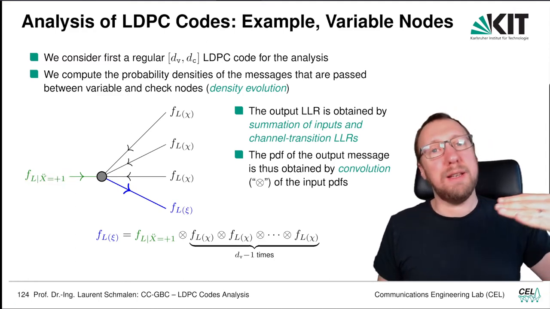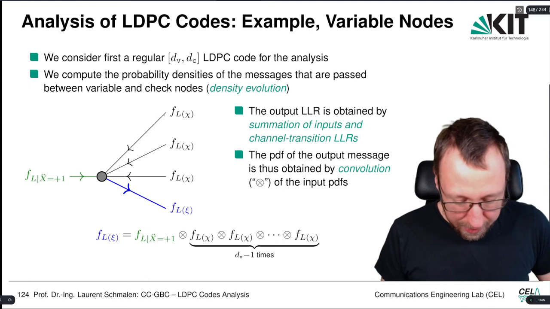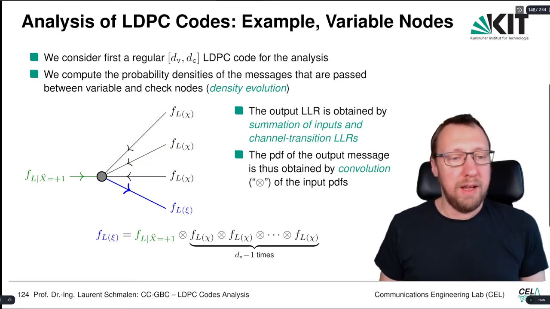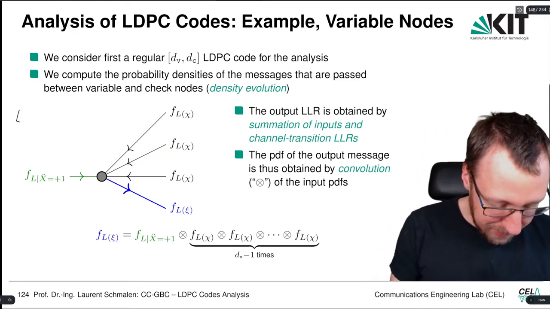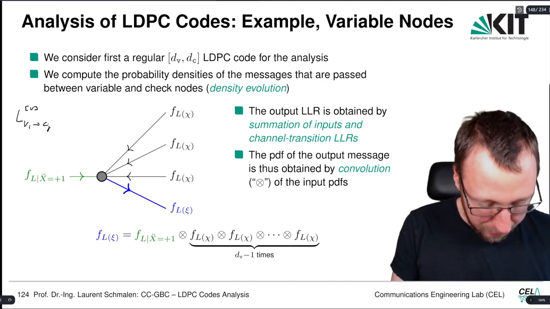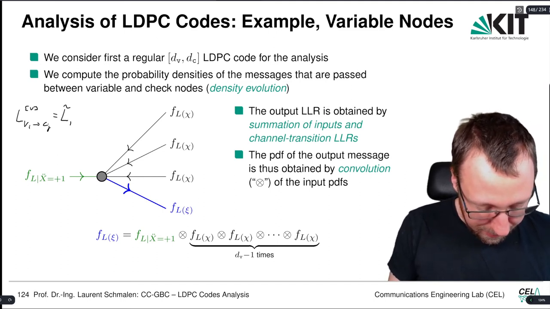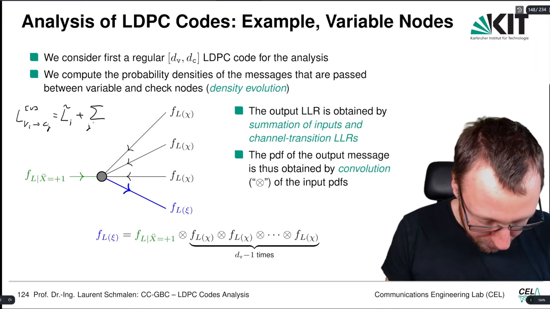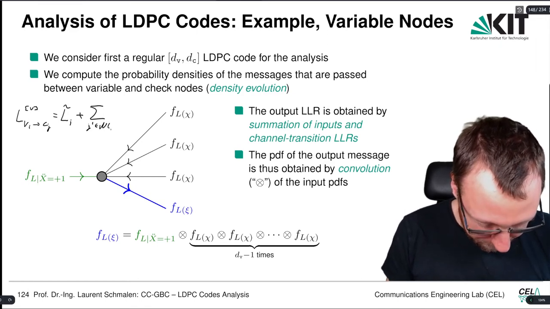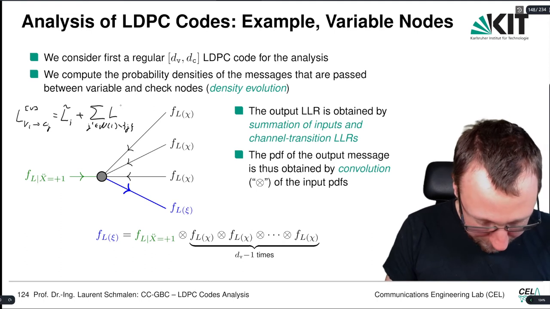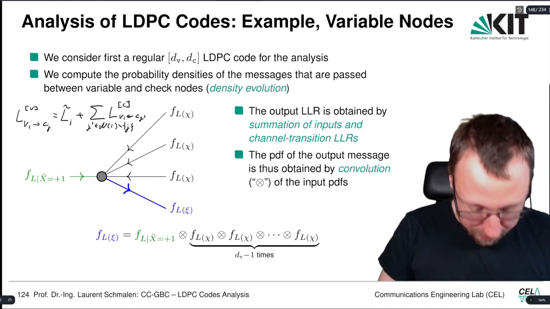So what is coming in? We know that this is Gaussian distributed. And now inside the variable node, recall the decoder. In the variable node, the message going from VI to CJ is L tilde I plus the sum over all J prime in the neighborhood of VI minus J of L C going from CJ prime to VI.